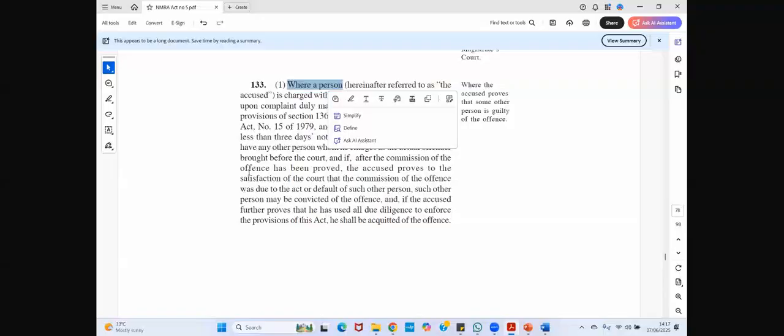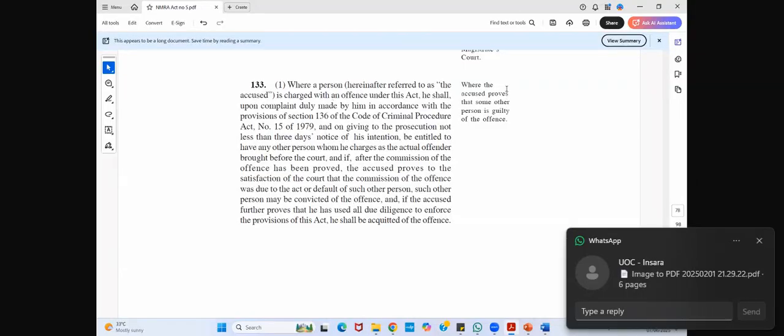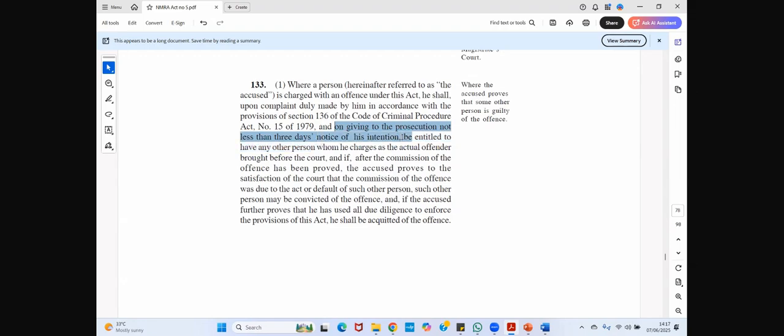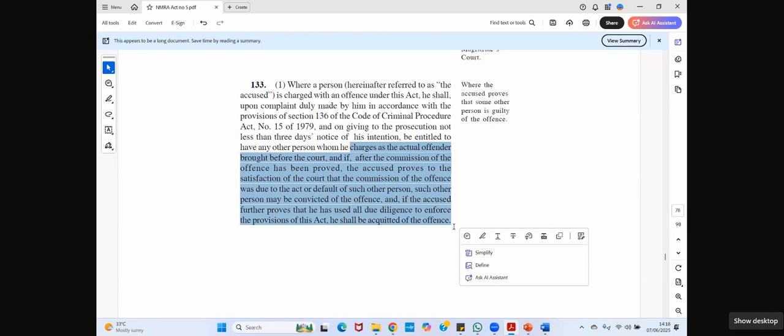So, if the person who got arrested under this act, on giving to the prosecution not less than 3 days' notice of his intention, is entitled to have any other person whom he charges as the actual offender brought before the court, and if after the commission of the offense has been proved, the accused proves to the satisfaction of the court that the commission of the offense was due to the act or default of such other person, such other person may be convicted of the offense, and if the accused further proves he has used all due diligence to enforce the provisions of this act, he shall be acquitted of the offense.